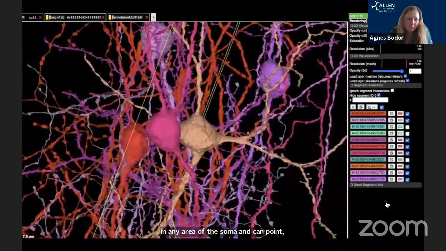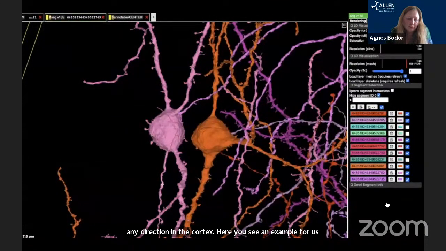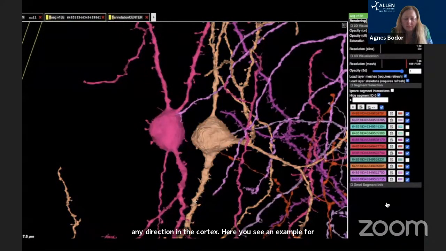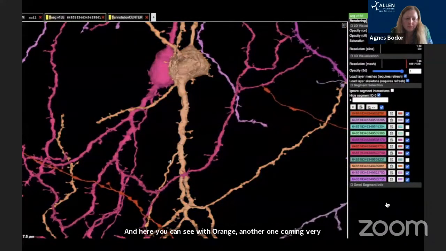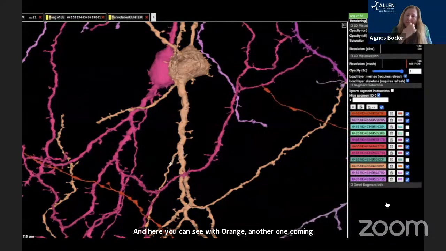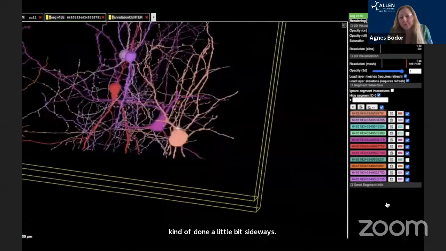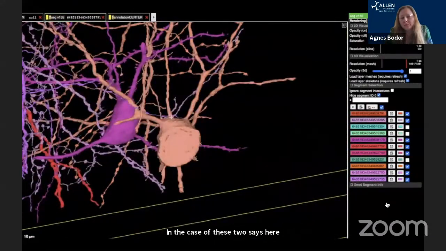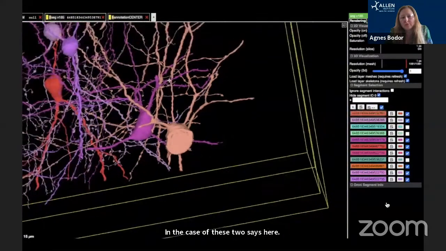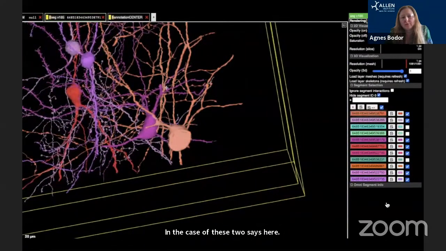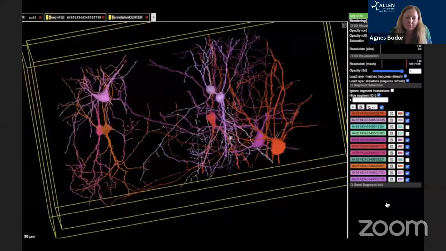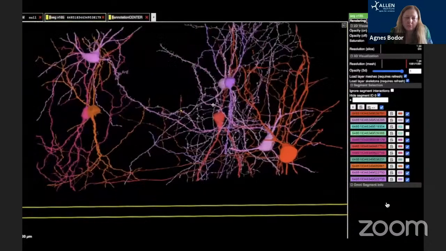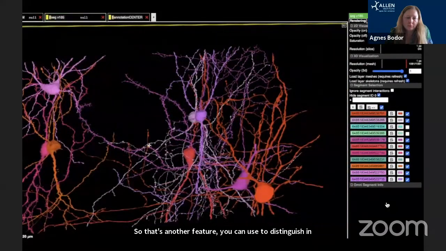Here you see an example of an axon coming out from the bottom and pointing down. And here you can see with orange another one coming very, very far from the dendrite and also pointing kind of down, a little bit sideways. In the case of these two cells here, the axon is coming from the top and then turning backwards. And for this cell, the axon is coming from the top also, but it's pointing up. So that's another feature you can use to distinguish inhibitory cells from excitatory.